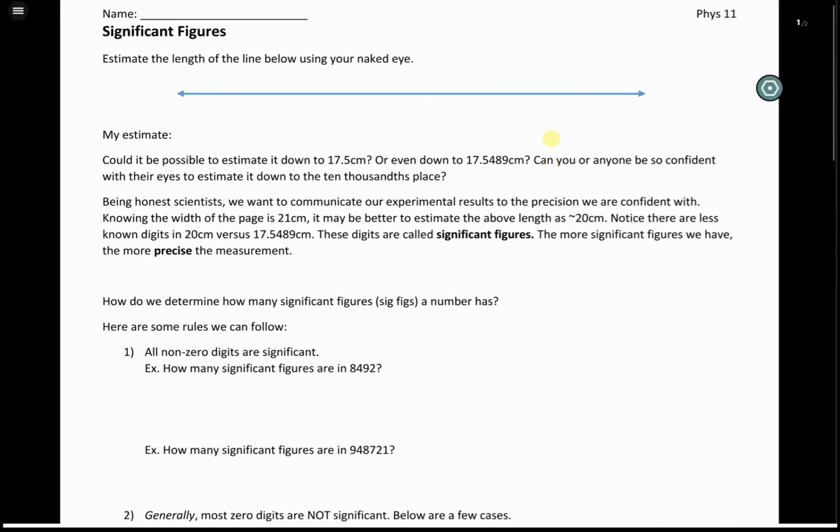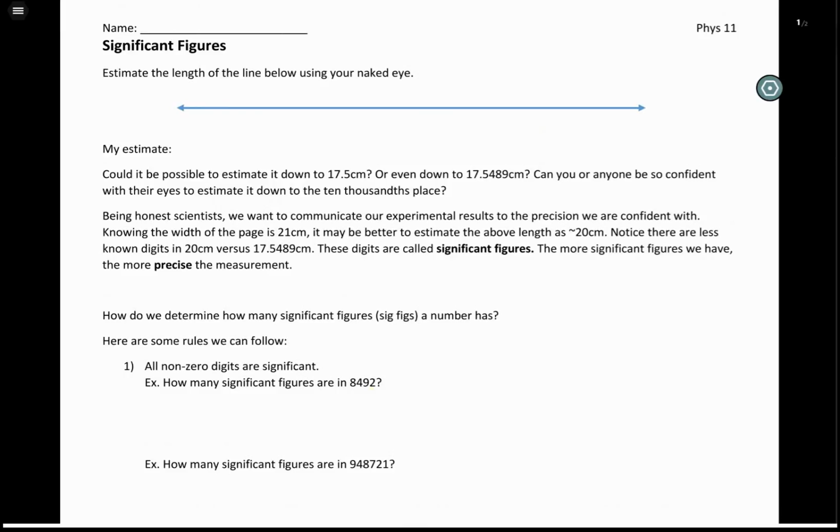Before we talk about some of the rules in significant figures, I just want to give us a little thought about places where you might see significant figures. Let's say you don't have a ruler, but you want to know the length of this line. You only have your naked eye to measure, so the best that we can do is make an estimate. Here's a chance to pause, just make your estimate.